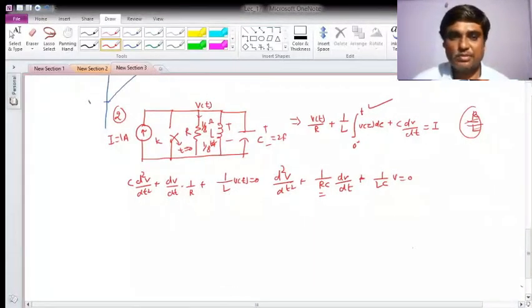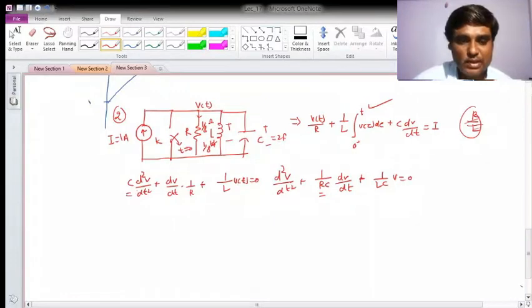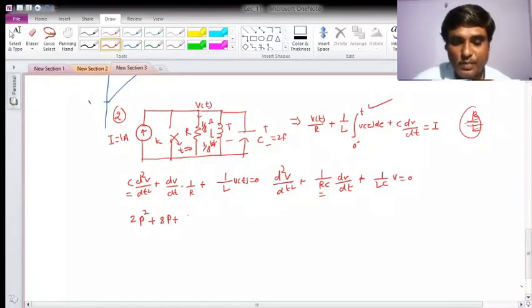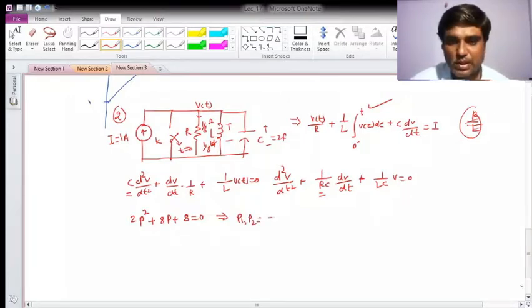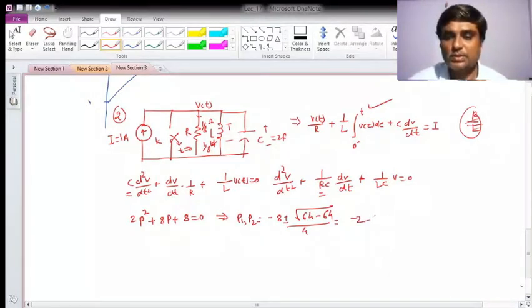Now what next? Let me put in the values. So it is 2p square plus 1 by R, so it is 8p, plus L is 1 by 8, so it is again 8, which is 0. If I find the roots p1 and p2, these are minus b plus minus square root of 64 minus 4, so it is also 64, I think, divided by 4, so it will be minus 2. This part is vanished.